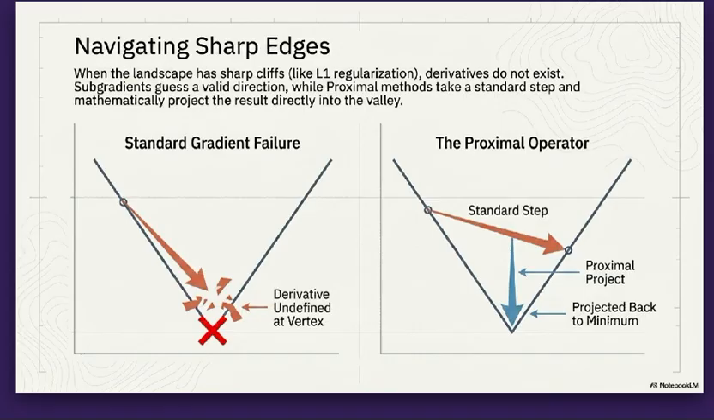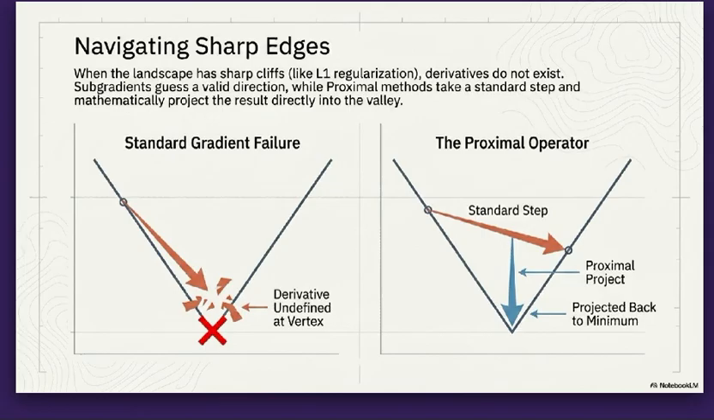The bottom of the U is smooth and curved. The derivative gracefully approaches zero as you hit the bottom. But L1 regularization creates a V-shaped valley. A literal V. Two straight planes intersecting at a microscopically sharp, jagged point at the absolute bottom. Yes. And that sharp point, the vertex at zero, breaks calculus.